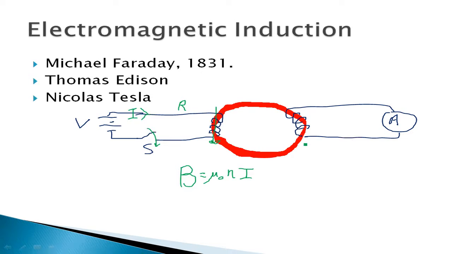At any rate, that will create a magnetic field through this coil on the right-hand side. And Faraday was hoping to see that they would create a current flow in that right-hand circuit. And Faraday noticed that it didn't. He closed the circuit and we didn't get a current flow in the right-hand side.